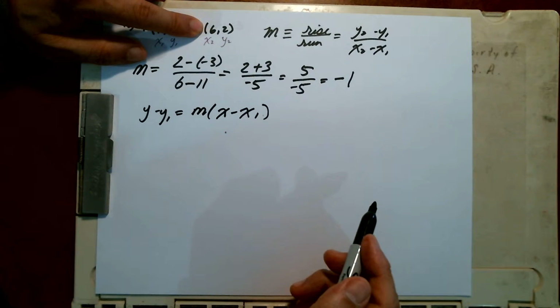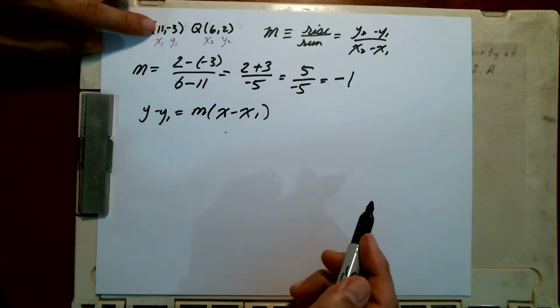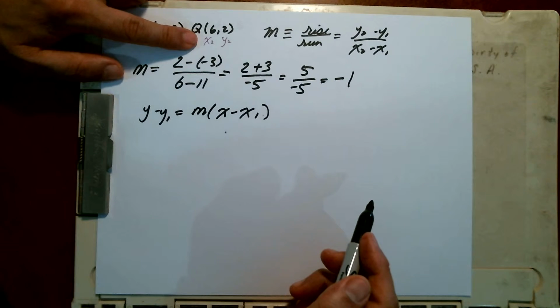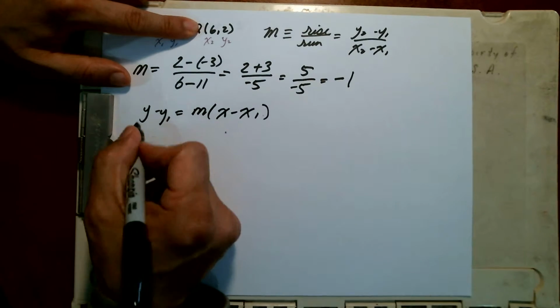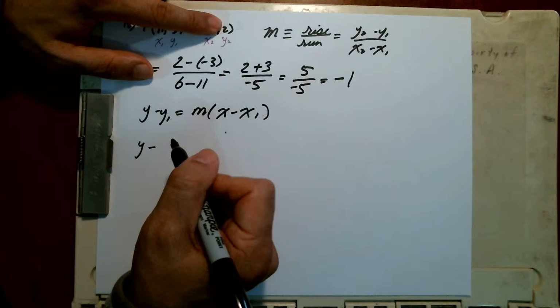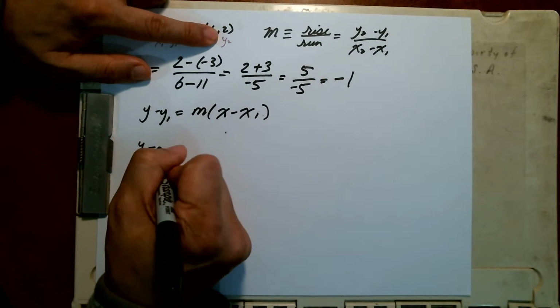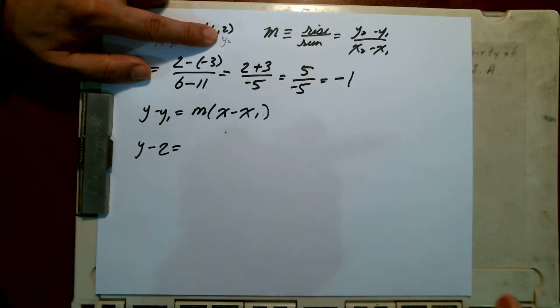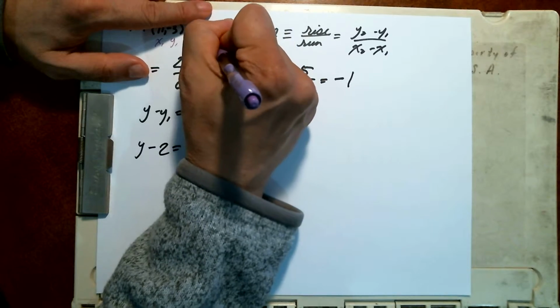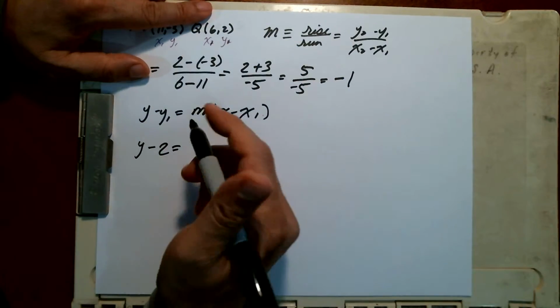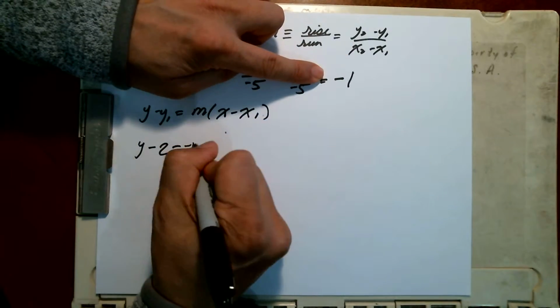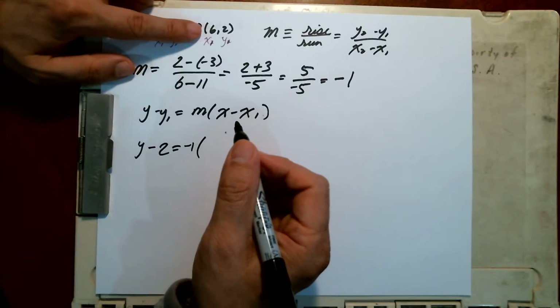I like to use this point because it's got small numbers. You could have used this point as well. Okay, so let's use this guy. y minus y1 is 2. Just make sure you label y1 and x1 as well. It's equal to m, which is negative 1, times x minus 6.